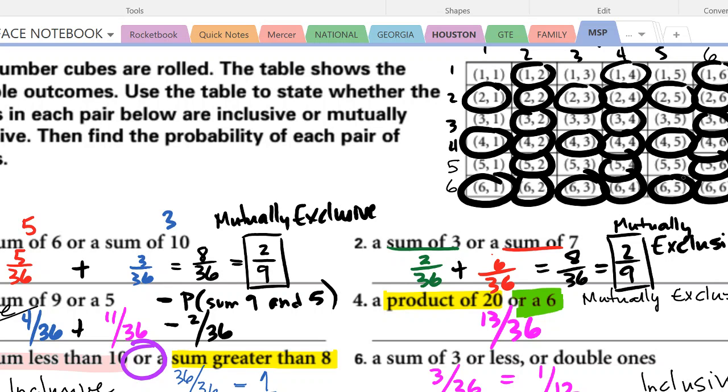Okay, and then a sum of 7. That would be a 1 and a 6, or a 6 and a 1, a 2 and a 5, or a 5 and a 2, a 3 and a 4, or a 4 and a 3. Alright, so is there overlap? Yes, which means they are inclusive.